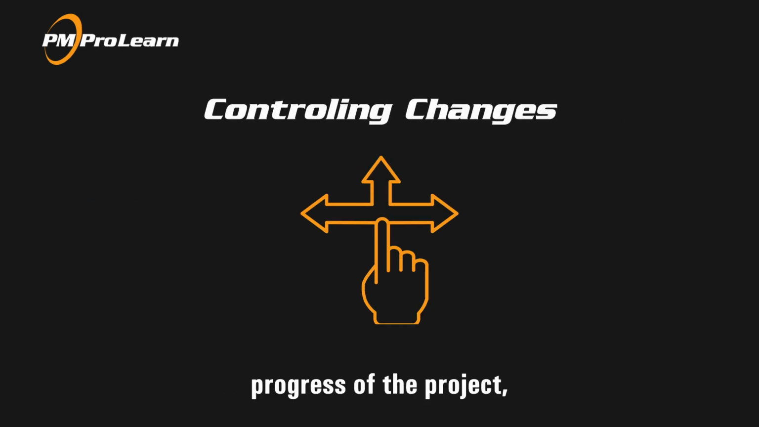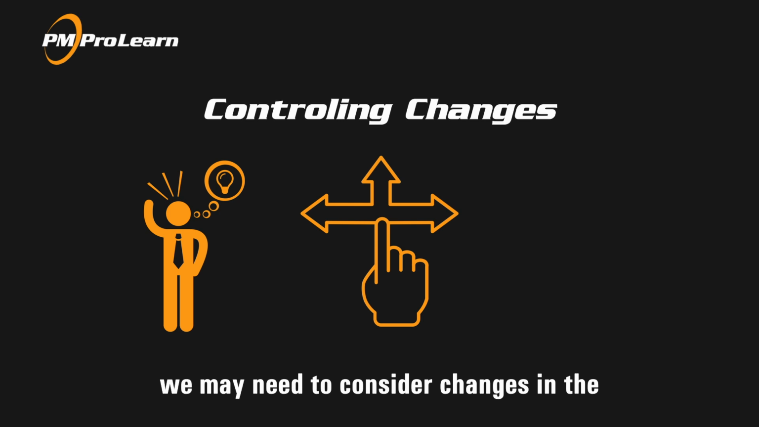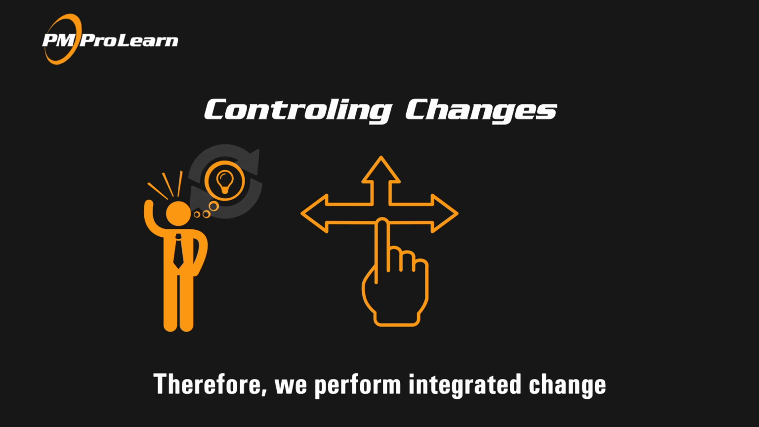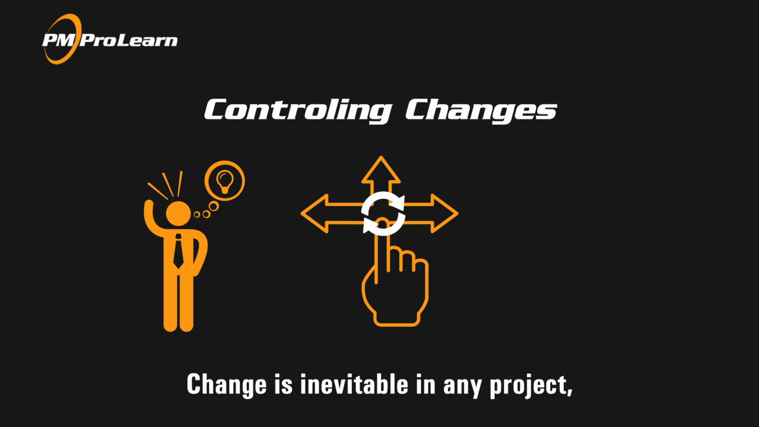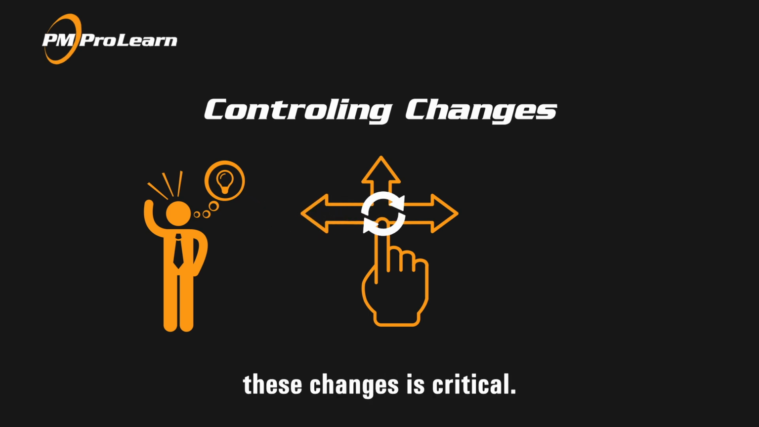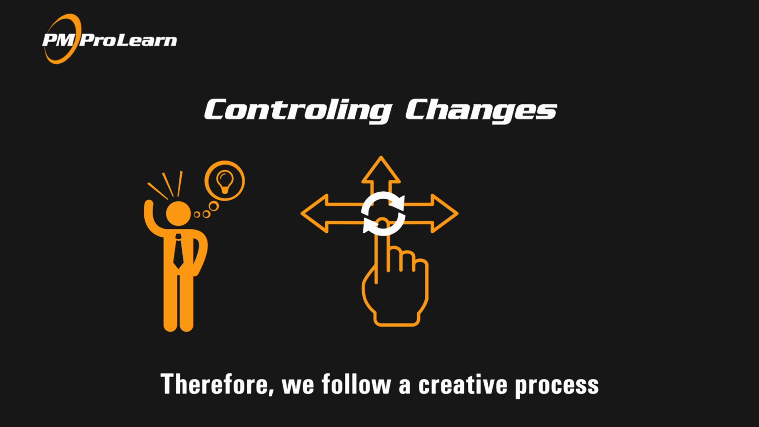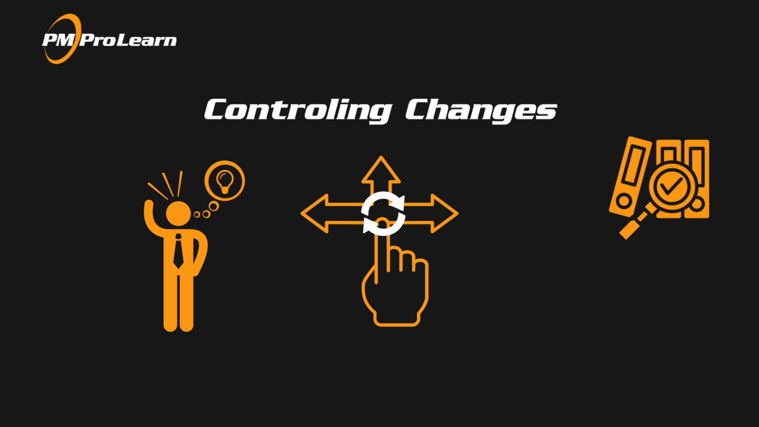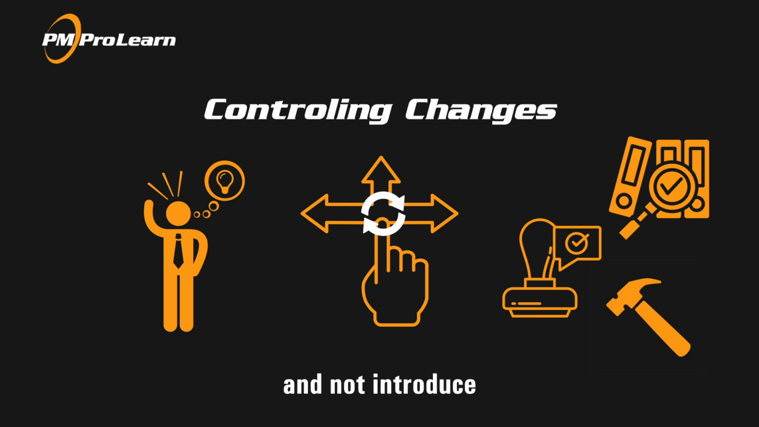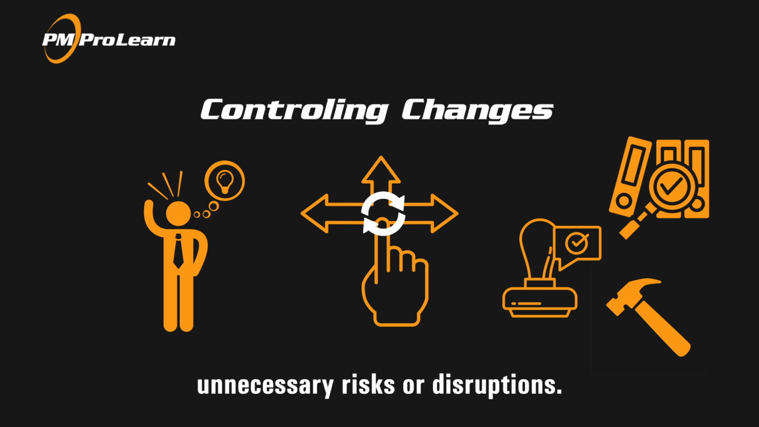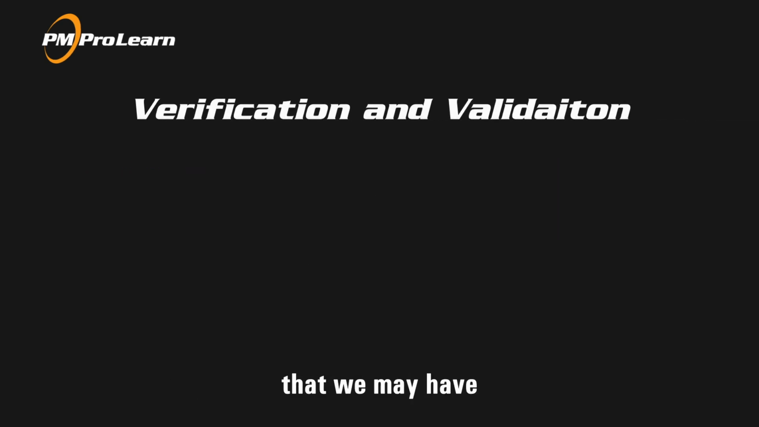As we are monitoring the progress of the project, we may need to consider changes in the direction or implementation. Therefore, we perform integrated change control as changes are being recommended. Change is inevitable in any project, but how we monitor these changes is critical. Therefore, we follow a structured process that involves reviewing all change requests, approving or rejecting them, and implementing the changes as needed. The goal is to ensure that any changes are beneficial to the project and not introduce unnecessary risks or disruptions. If we've implemented changes and believe that we may have reached our baseline goals, we may consider verification and validation of the project scope.